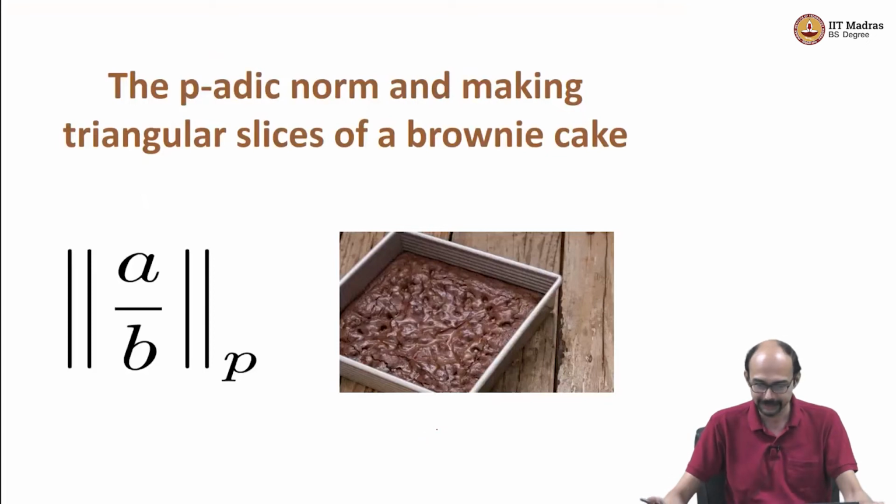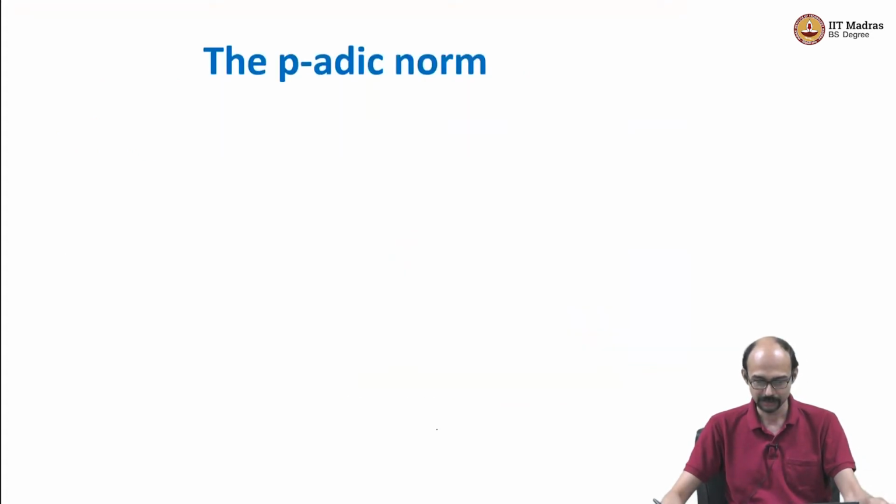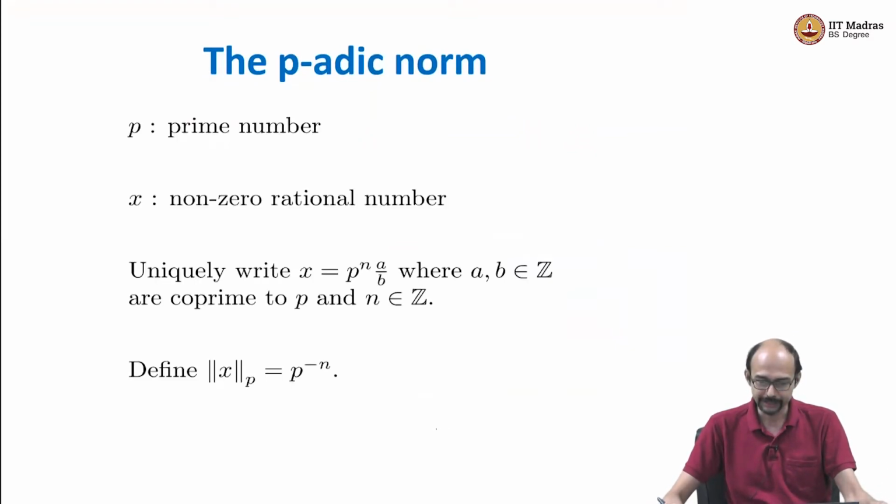This was the first slide, and it showed the picture of a brownie cake and this norm which I'm defining on the next slide. Okay, so you haven't missed anything, those of you who are online. Okay, so what is the p-adic norm?